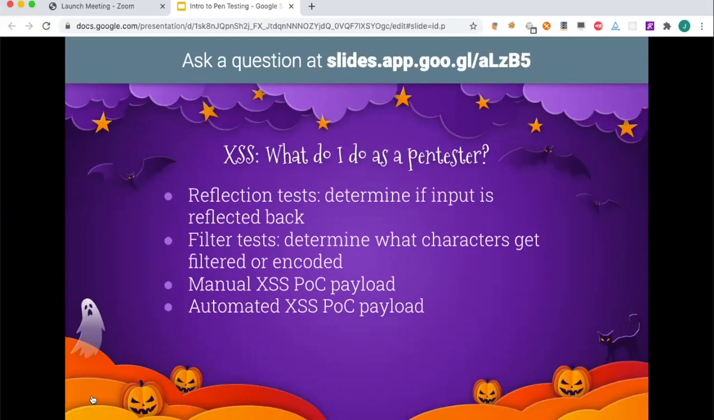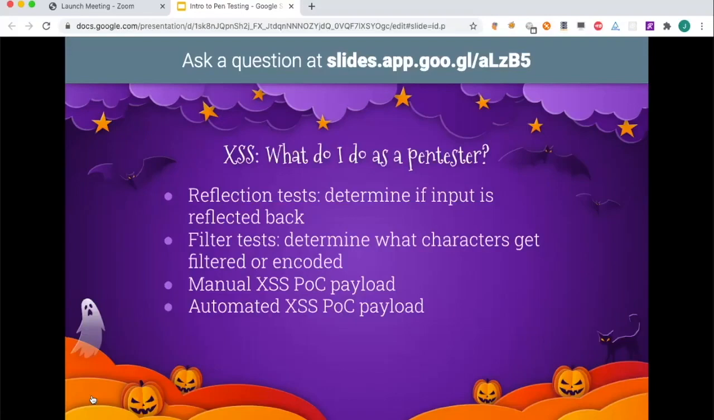A reflection test means that if I put an input into a field, so if the input says enter your name and I enter Julie, does it reflect back Julie? Does it say hello Julie somewhere under the input field? If you have reflection in one of your applications, that is a sign that it may be vulnerable to cross-site scripting. Then you begin your filter test.